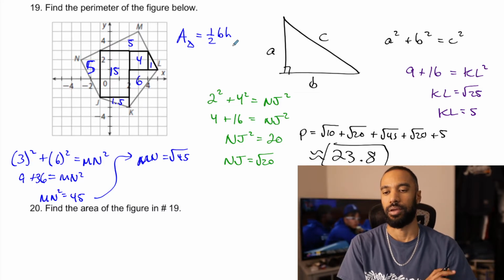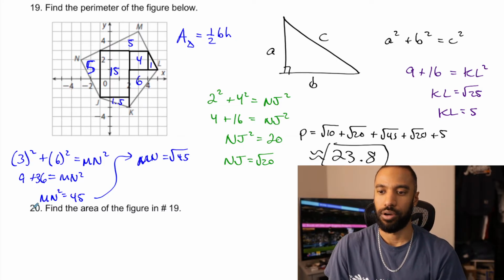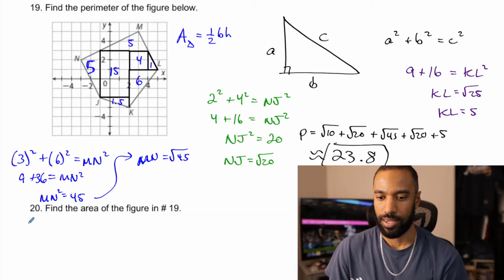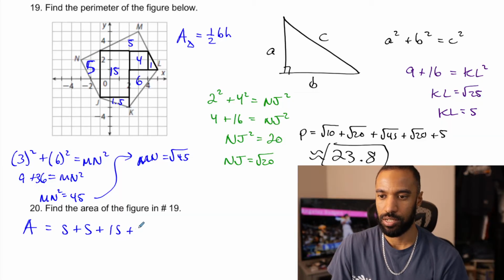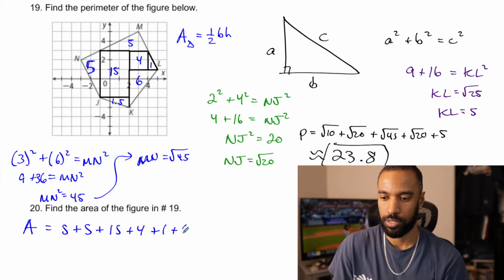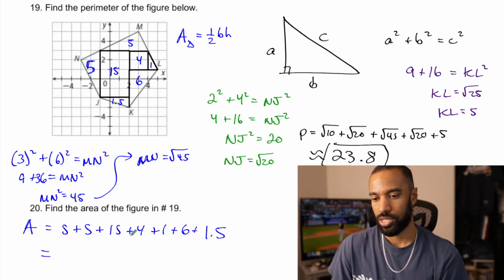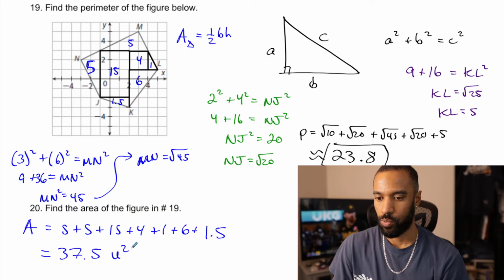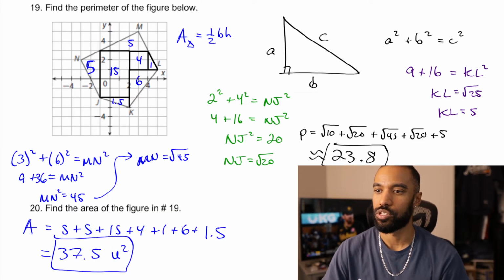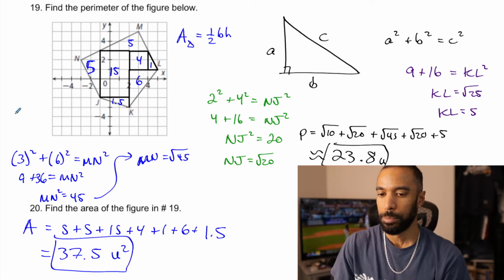Like that right there. Okay. So we're going to add up all of those and find the area. That is 5 plus 5 plus 15 plus 4 plus 1 plus 6 plus 1.5. All right. 10, 25, 29, 30, 36, 37 and a half square units. I should probably put units for this other one in some sort of way. All right.